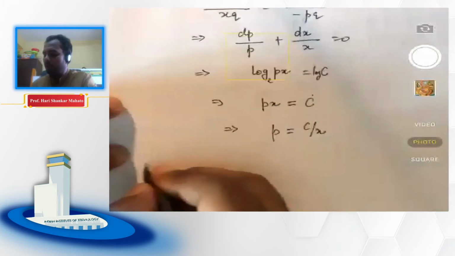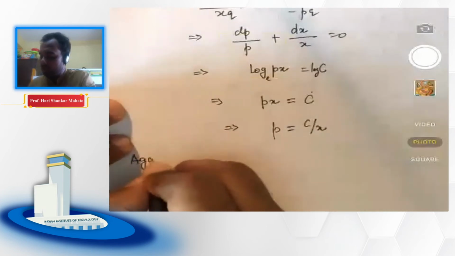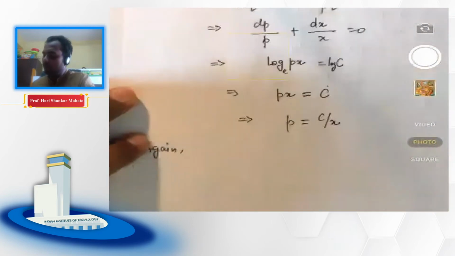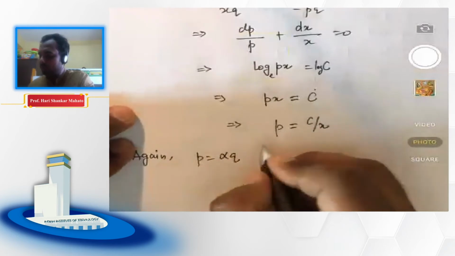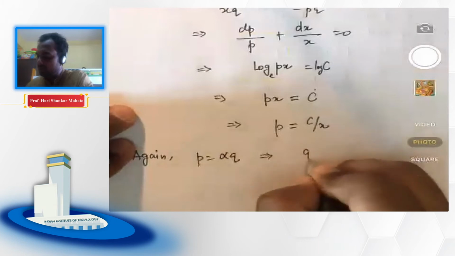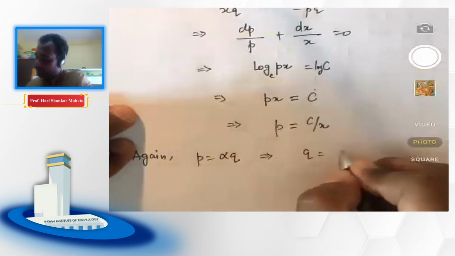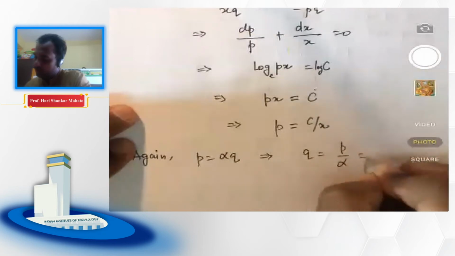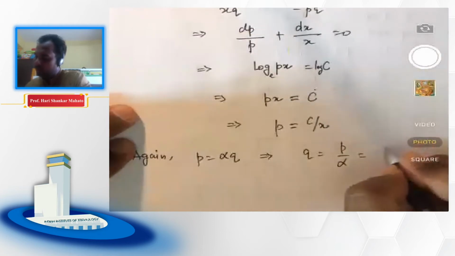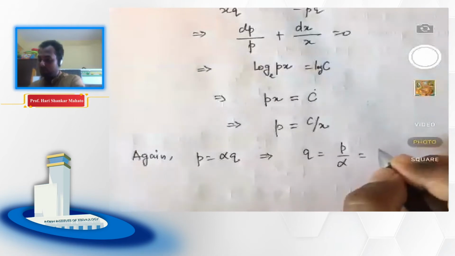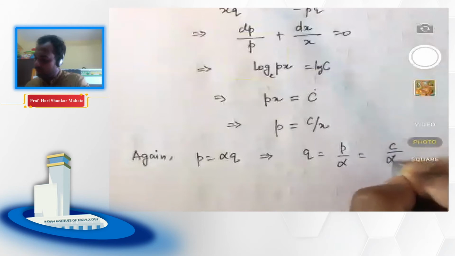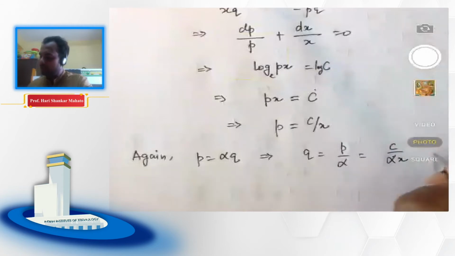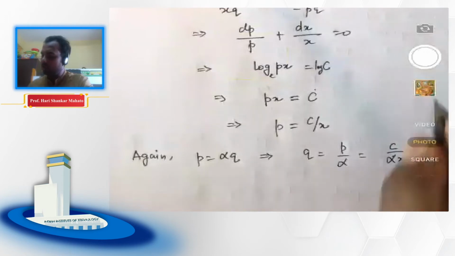Okay. So again, what is the relation between q and p? The relation between p and q is p equals to alpha q. So p is equals to alpha q, and therefore from here we will get q equals to p by alpha. So that means this will lead to c by alpha x.